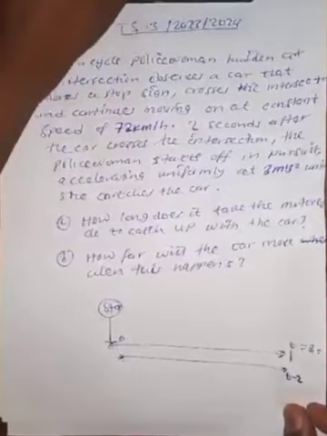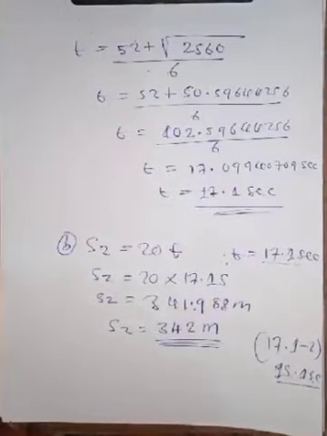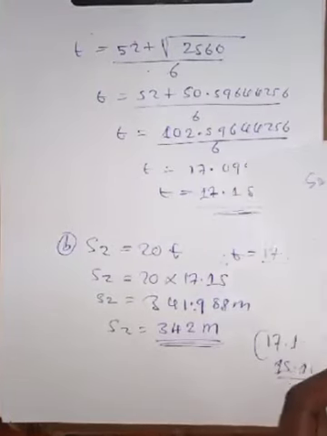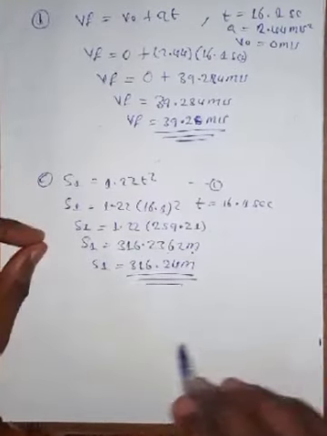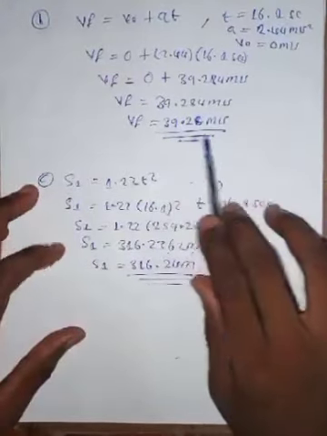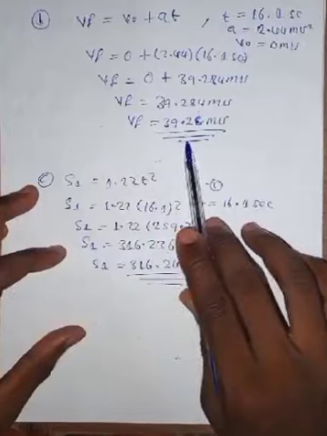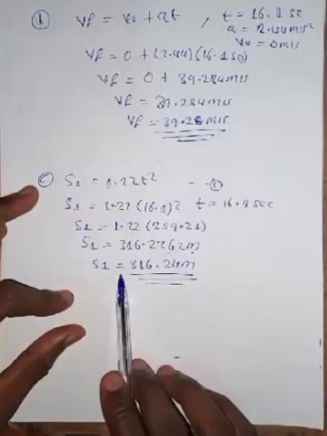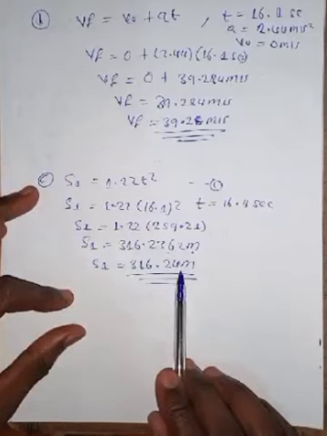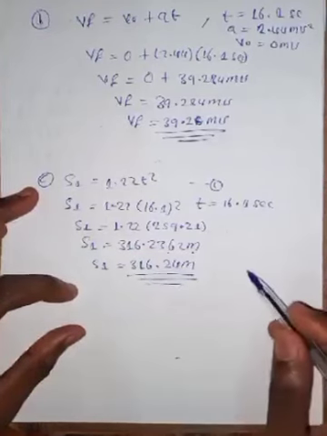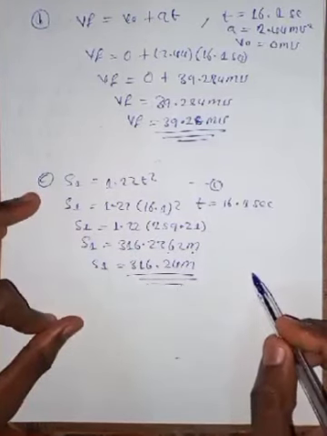Answer for the last part of question 1. Okay, let me view that one for you. The answer for the last part of question 1 was 316.24. We had the final velocity at 9.28, and we had 316.24 meters.